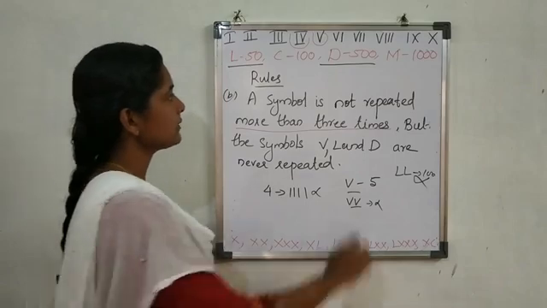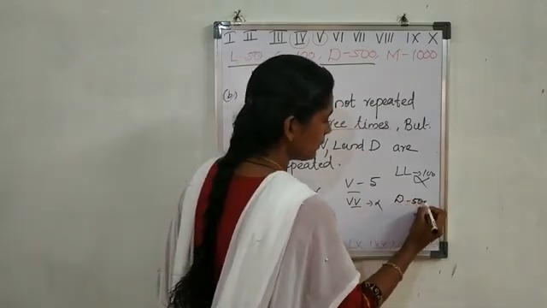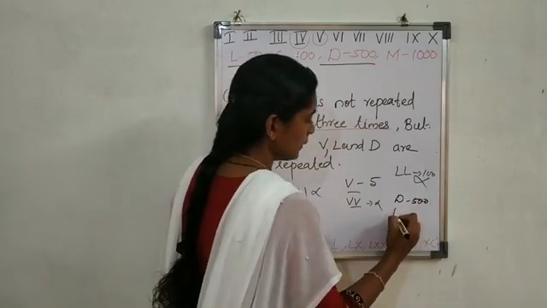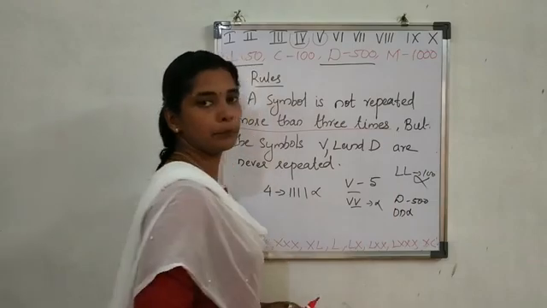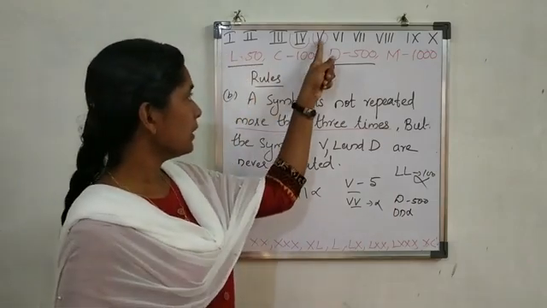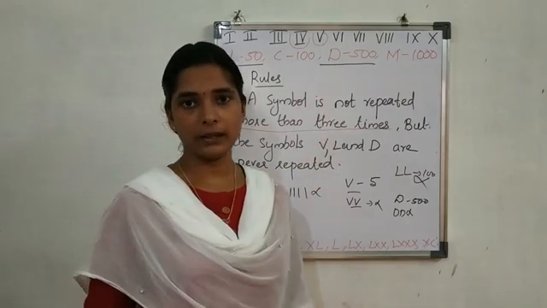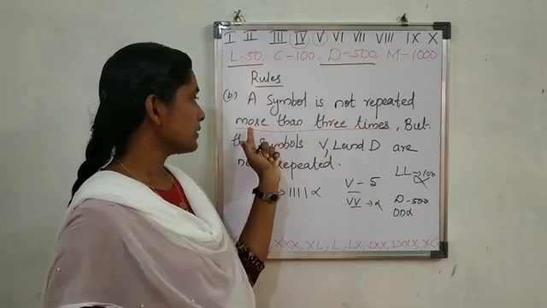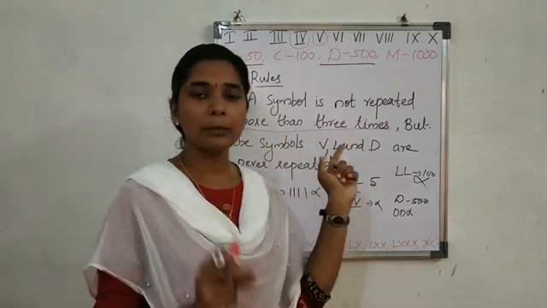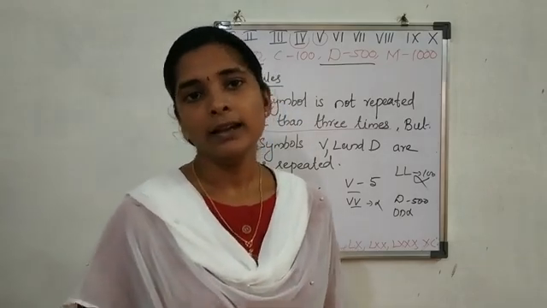Okay. Then the same way, D also. D means it is 500. If you want to write 1000, it is not DD; 1000 is M. Okay. V, L and D are never repeated, and if any symbol is repeating, the maximum number of times a symbol can repeat is 3 times, not more than 3 times.